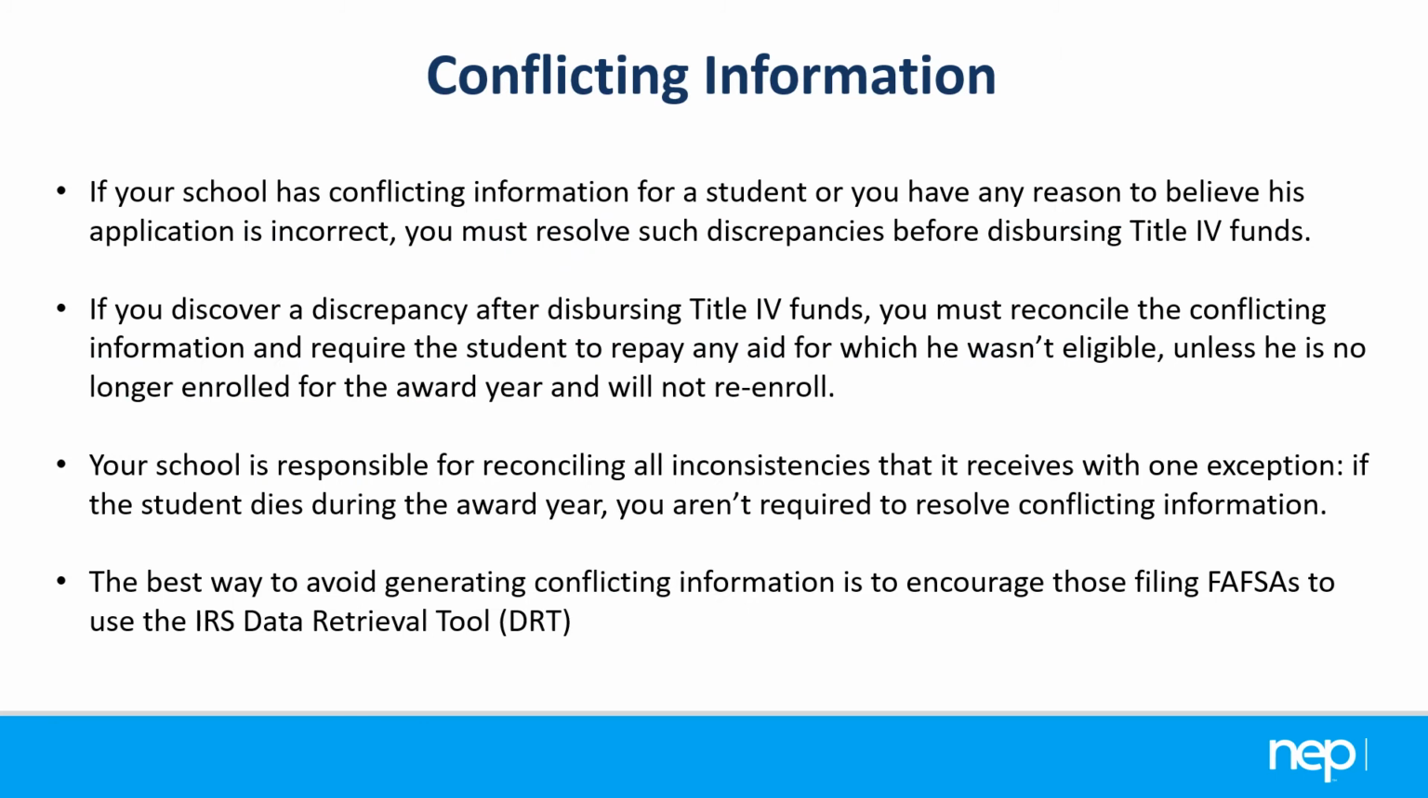If your school has conflicting information for a student or you have any reason to believe his application is incorrect, you must resolve such discrepancies before disbursing Title IV funds. If you discover a discrepancy after disbursing Title IV funds, you must reconcile the conflicting information and require the student to repay any aid for which he wasn't eligible unless he is no longer enrolled for the award year and will not re-enroll.